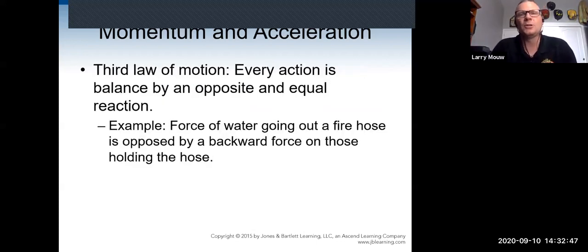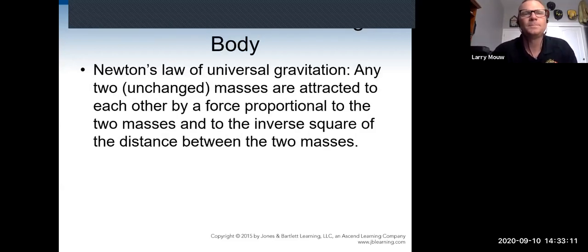The third law of motion: every action is balanced by an opposite and equal reaction. So a good example of this, for many of you who have used a fire hose: the force of water going out of a fire hose is opposed by a backwards force on those holding the hose. So as you begin to open up the bail on a fire nozzle, you're going to get some force pushing back upon you. This is the nozzle reaction. This is Newton's third law of motion.